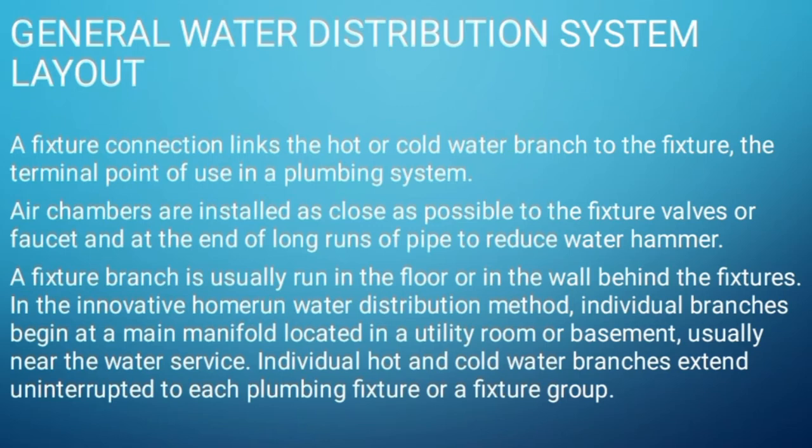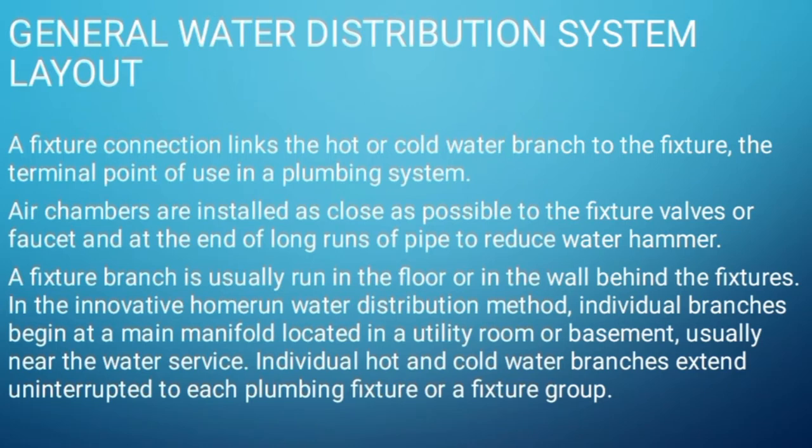In a conventional rigid pipe water distribution method, fixture branches extend from a riser or main to the individual fixture being connected. A fixture branch is usually run in the floor or in the wall behind the fixtures. In the innovative home run water distribution method, individual branches begin at a main manifold located in a utility room or basement, usually near the water service. Individual hot and cold water branches extend uninterrupted to each plumbing fixture or fixture group. The distribution configuration methods are described in the following.